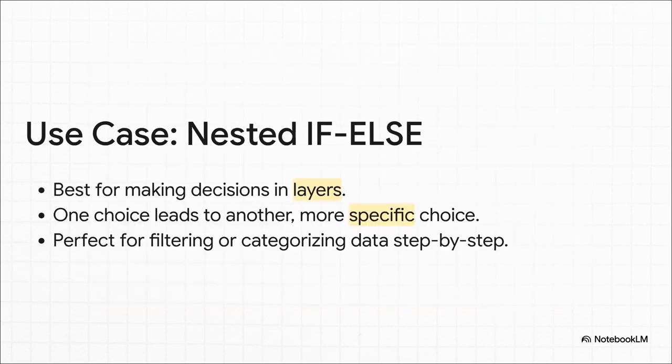And this is super useful for anything that needs filtering. I mean, think about shopping online. You click shoes, right? That's the first if. Then you click running shoes. That's the nested if. Then size 10, another nested if. Each choice is just a nested condition that filters the results down further and further.